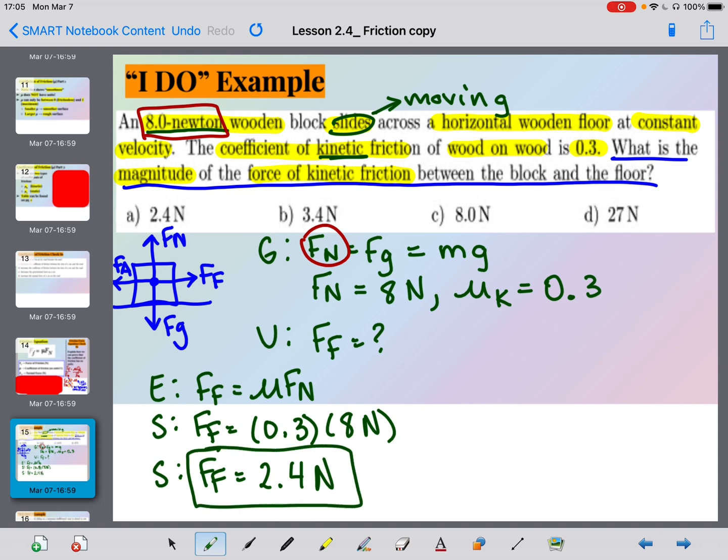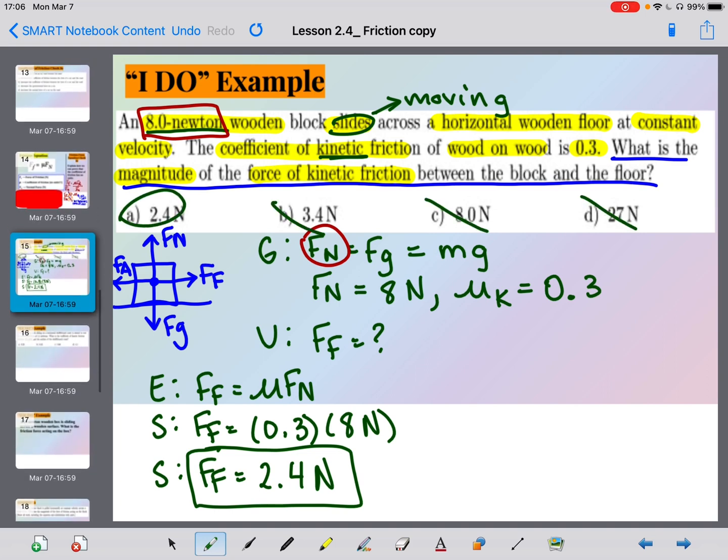Okay, so it's pretty simplistic. When you see a paragraph, you highlight or circle the key information, and then you underline the question, draw a free body diagram, and then you just do your givens. You just apply the GUESS method, and you'll be able to solve fairly easily. Okay, so this means that the answer is choice A. The other ones do not make sense.